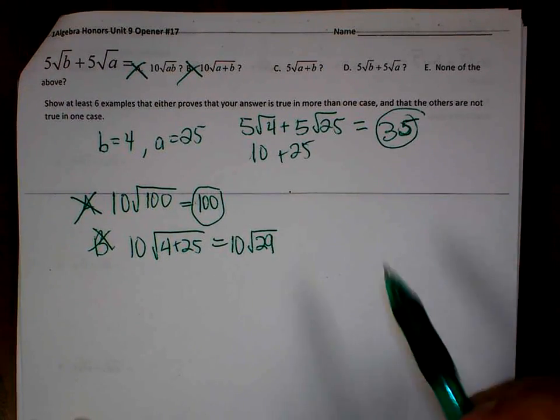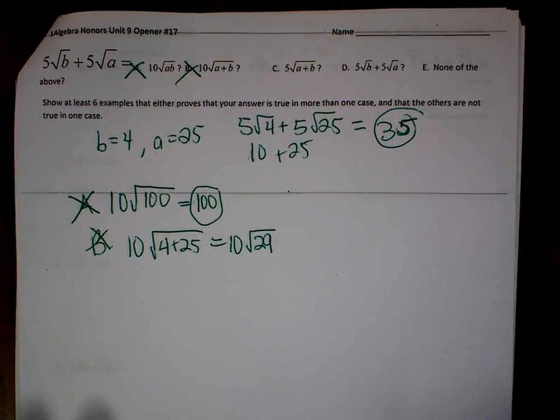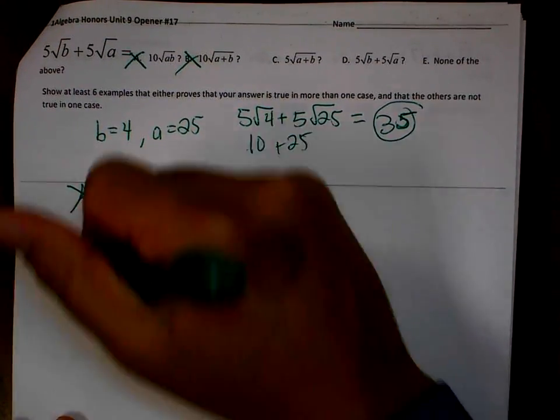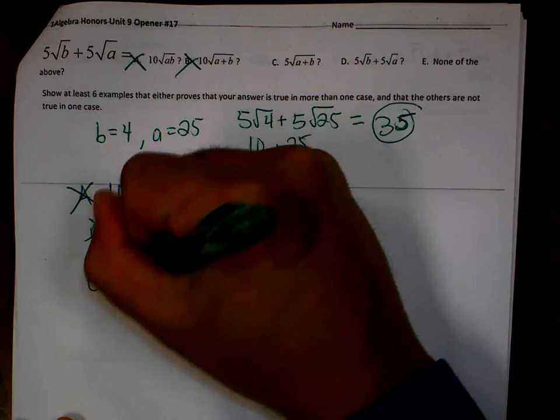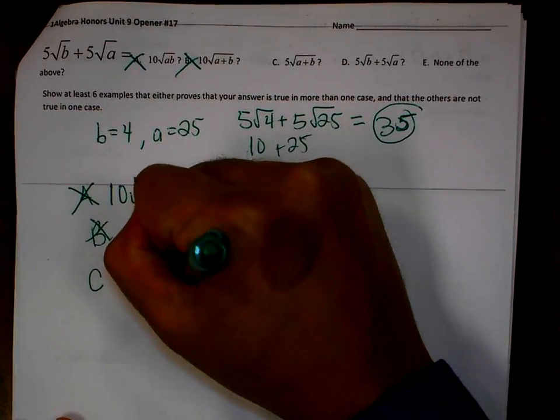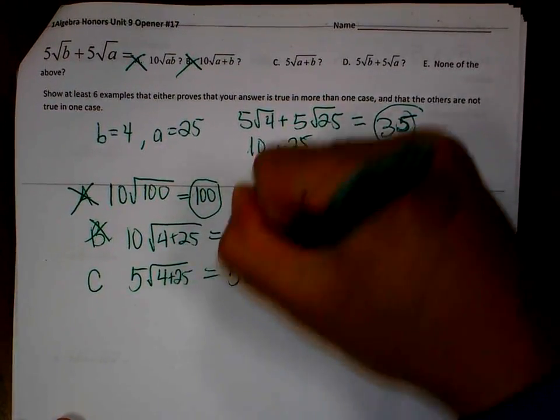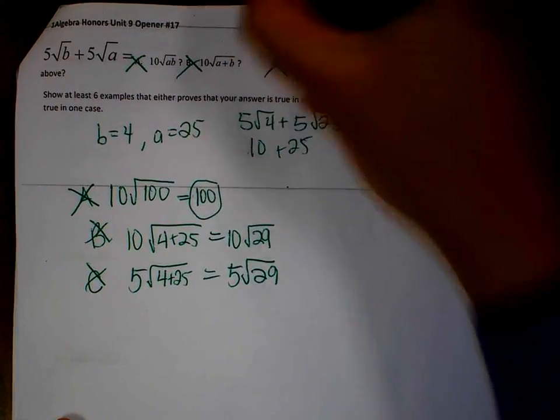What about C? What if we keep the coefficient, and then we just add the bases? Let's try that. C, 5 square root of 4 plus 25. Well, wait a second, we're in the same problem here with the square root of 29, so it cannot be that.